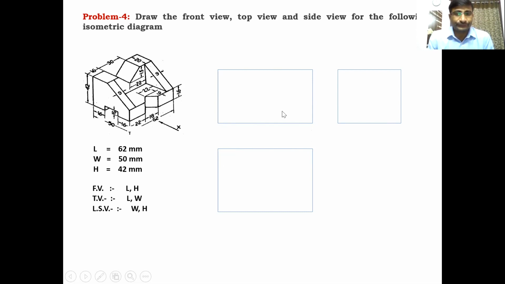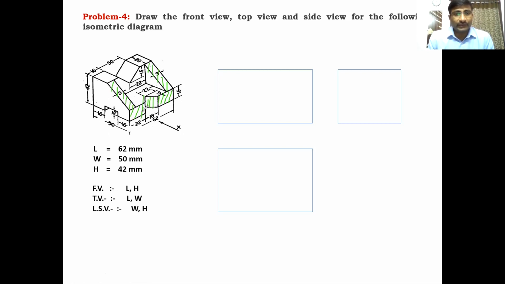Coming to the front view, the surfaces which are visible from the front view are this surface, and this inclined surface like this. Another surface in this direction is also visible. This V-shaped surface is visible, and these inclined surfaces are also visible from the front side, this one and this one. So these surfaces are in the direction of the front view.